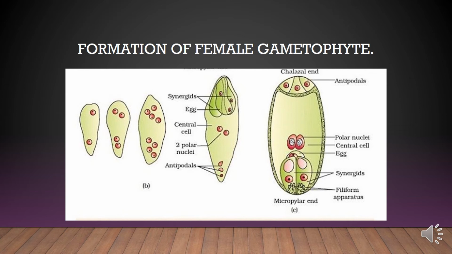Now the question may arise in your mind: how is the gametophyte 8-nucleate and 7-celled? So there are 3 antipodal cells that you can see in the last diagram, on the upper side. 2 synergids at the micropylar end, 1 egg cell and 1 central cell. So it is 7 cells, but the central cell is 1 cell and it has 2 polar nuclei. That's why we can say that they have 7 cells and 8 nuclei.